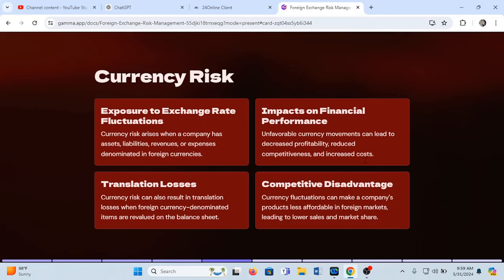Now next is translation loss, a currency risk which leads to a situation of negativity due to re-evaluation of the balance sheet, which we have already discussed in the case of Tata Group. And then competitive disadvantage: you got some foreign currency and now your currency valuation is adverse, meaning your Indian rupee has gone up and the foreign currency which you are holding has gone down. When it goes down, it is negative and you may have lower profits from your total transactions that you have done.